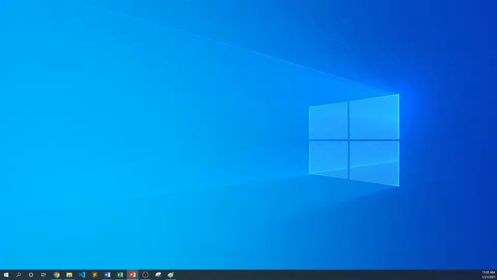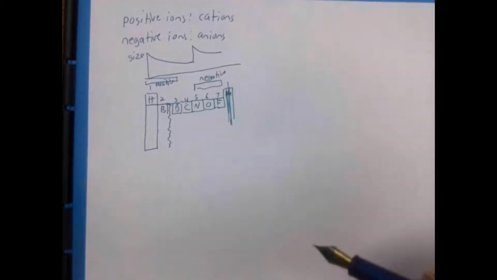Ion size, I'll say this. I don't really do too much with trends, other than what you need to know. I don't really have this trend down well. It's the reason why I'm not trying to come up with a way for you to visualize it, because I don't test on it.